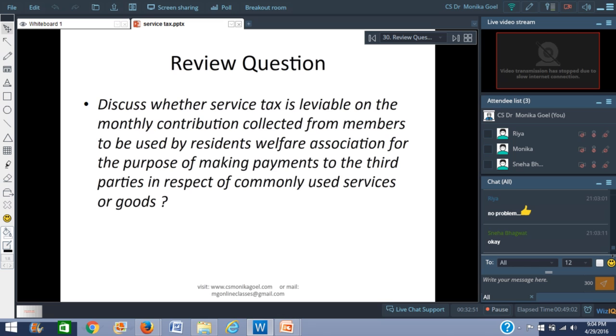Now this is a situation where there are members of a resident welfare association. They are paying a monthly contribution to the RWA for making payments for maintenance of the area, for cleaning, for power backup, the lift facility, an electrician, a plumber, and all these services, or maybe security services. When we discussed the definition of service and looked at the explanations, we said that any service provided by an unincorporated entity to its own members would be considered a service. So a residents welfare association comes under that part of the definition.